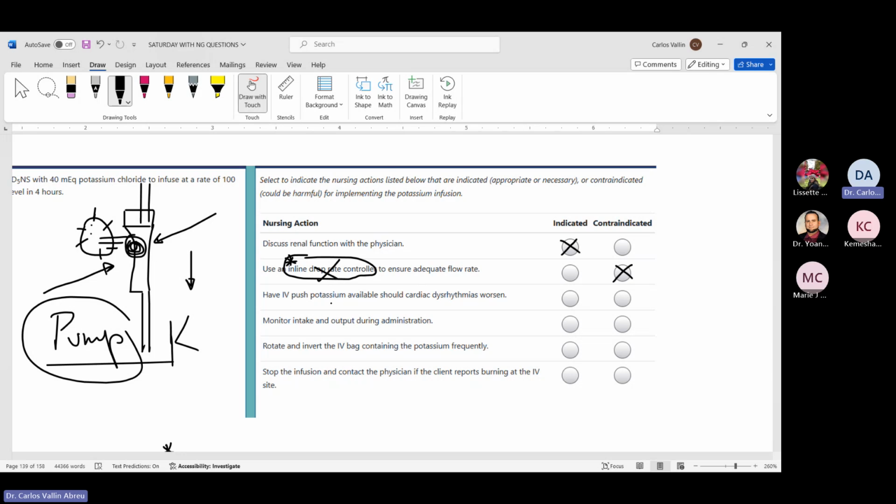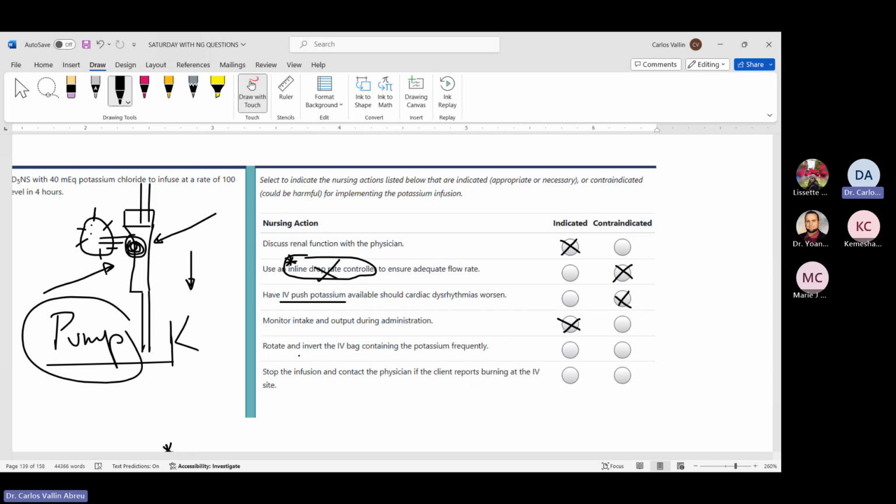Have IV push potassium available should cardiac rhythm worsen. IV push potassium is used only in criminals when they have the death penalty. So this is contraindicated. We don't give IV push potassium, okay? Monitor intake and output during administration, of course, is indicated.